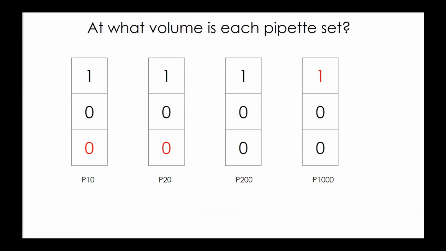On this slide, at what volume is each pipette set? The P10 should be 10 microliters. The P20, also 10 microliters. The P200, 100 microliters, and the P1000, 1000 microliters. Let's take a look at the next slide.